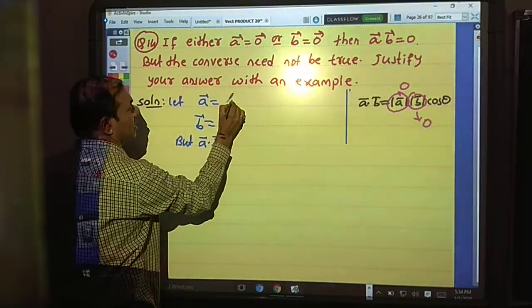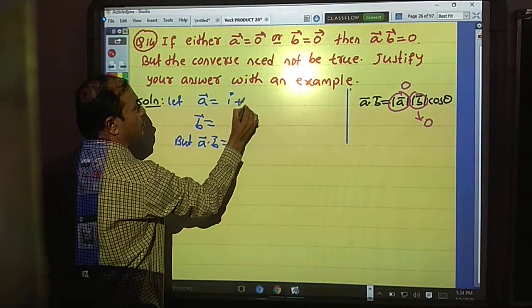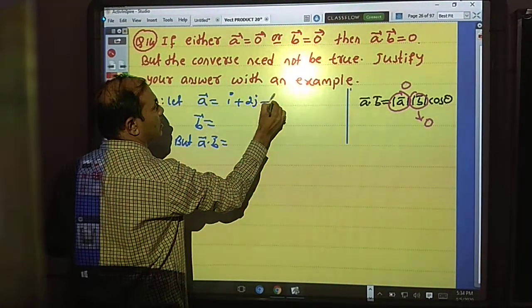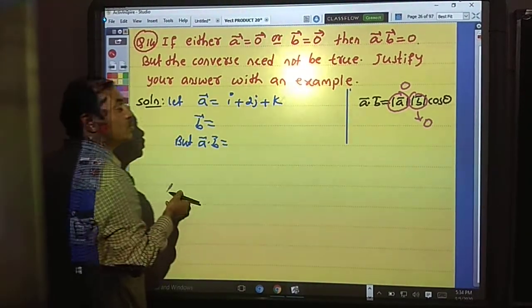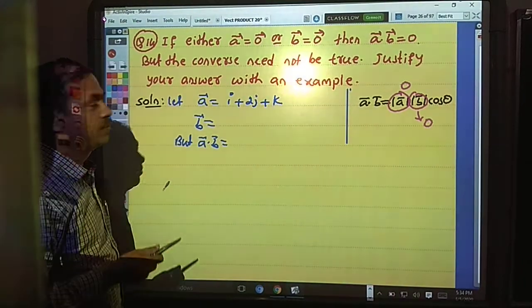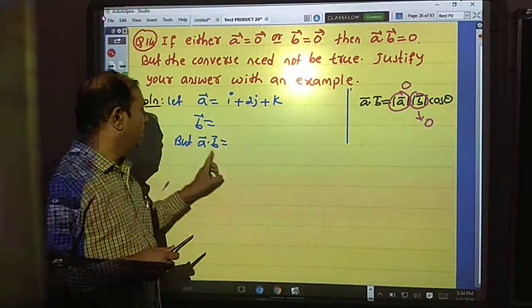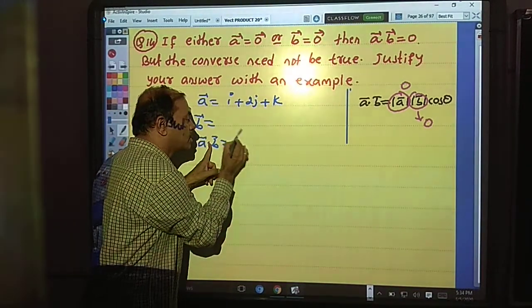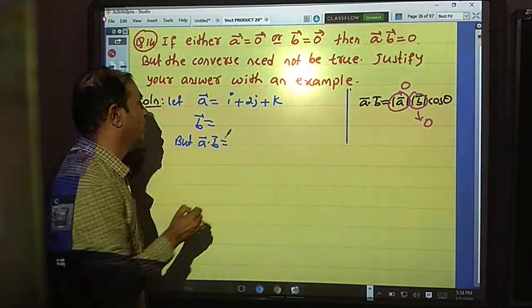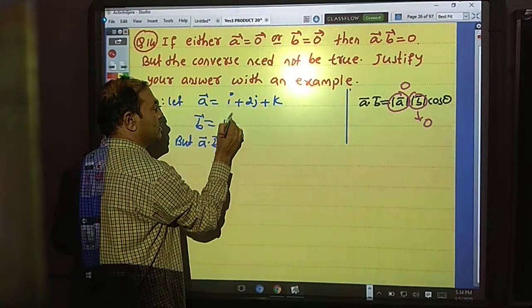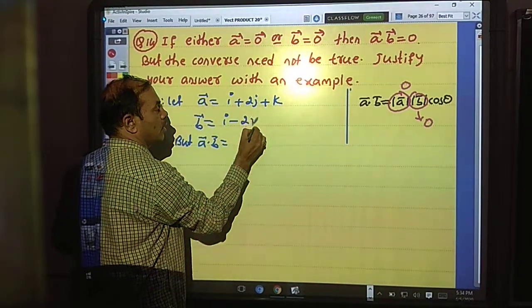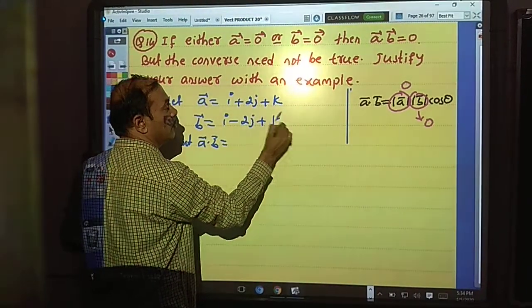So, we construct an example like this. I plus 2j plus k. Note here how I choose the vectors. I plus 2j plus k. Keep in mind that A dot B must be 0. A dot B must be 0. So, B I choose like this. I minus 2j plus k.